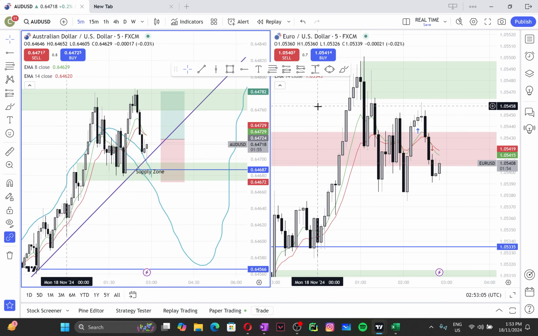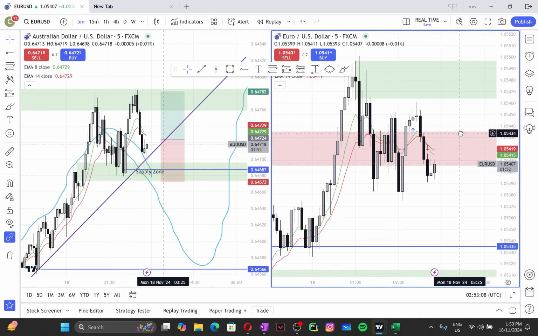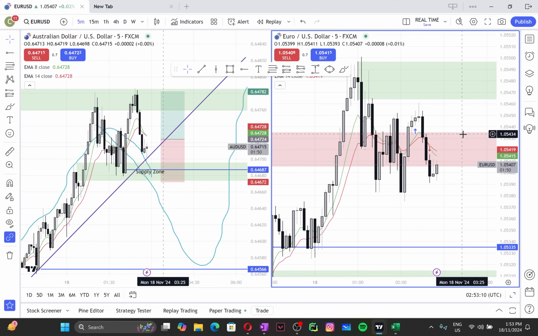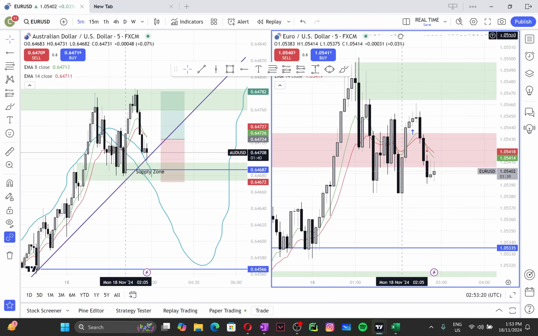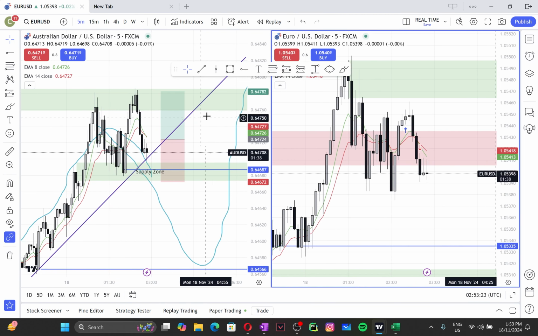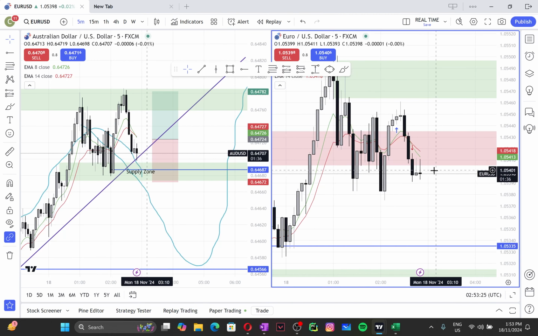This is the Euro USD. So it's going down. Oh, sorry, this is the Euro USD which we already taken trades. So maybe we need to focus on that more. And you see this is actually going down.